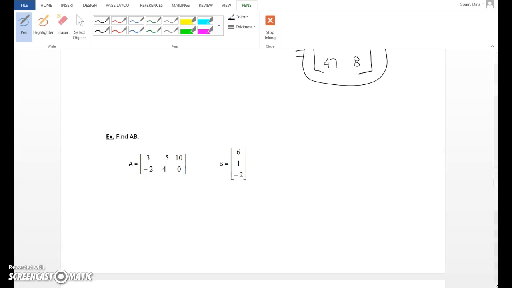Let's try it again with these different size matrices, these two. Alright, let's just look at the sizes. A is a 2 by 3, just so we can see what the size of the resulting matrix is going to be. B is a 3 by 1. Alright, so AB is going to be a 2 by 1. So I'm going to have 2 rows and just the 1 column for my very end, for my AB matrix.